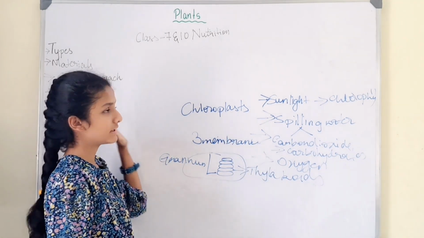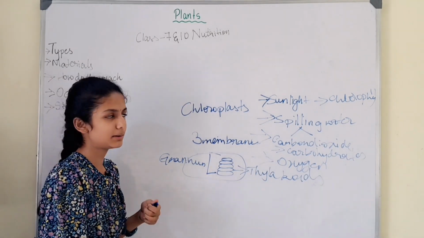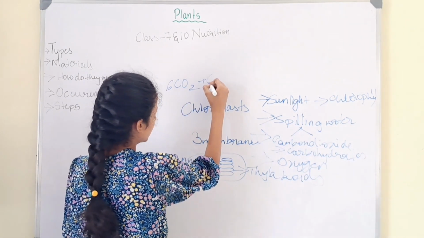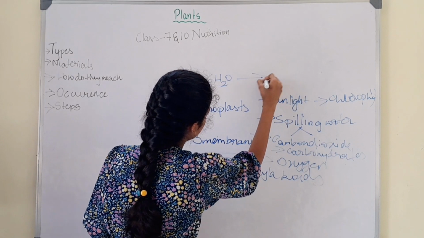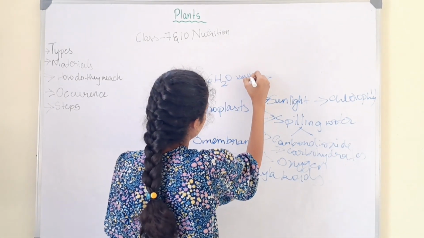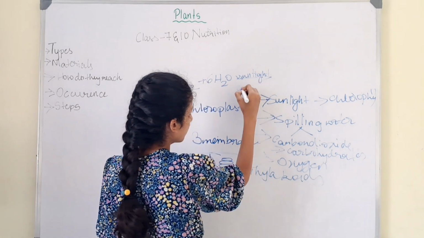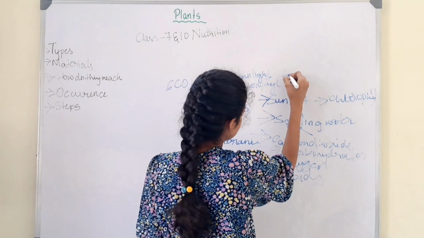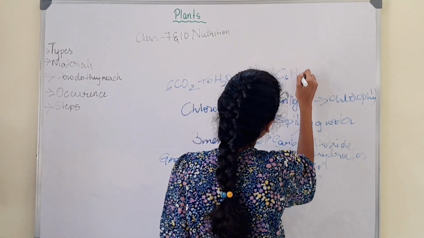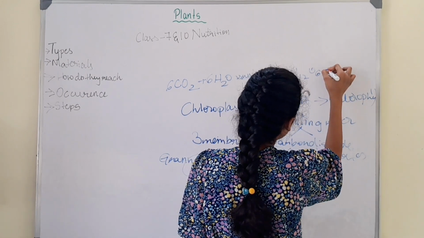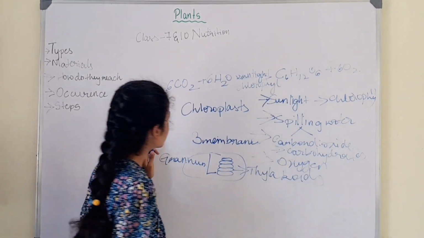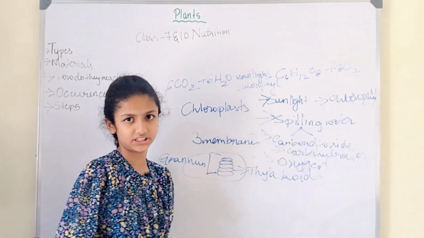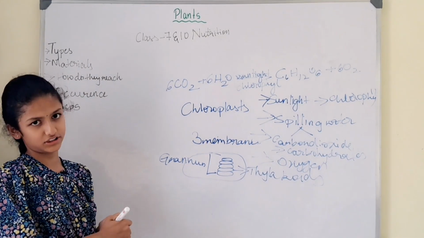So if we form a balanced chemical equation, it will be like this. Carbon dioxide plus water, in the presence of sunlight and chlorophyll, gives glucose, C6H12O6, plus O2, that is oxygen. So carbon dioxide plus water in the presence of sunlight plus chlorophyll gives us glucose plus oxygen. This is the balanced equation for photosynthesis.